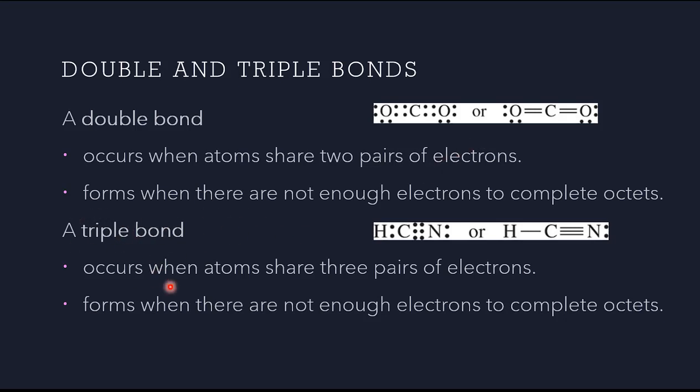Sometimes we have to do a triple bond. This is when we're going to share 3 pairs of electrons, and again we can designate that as 3 straight lines. Again, this is going to happen if even after forming a double bond there's still not quite enough electrons. We will have to form a triple bond.